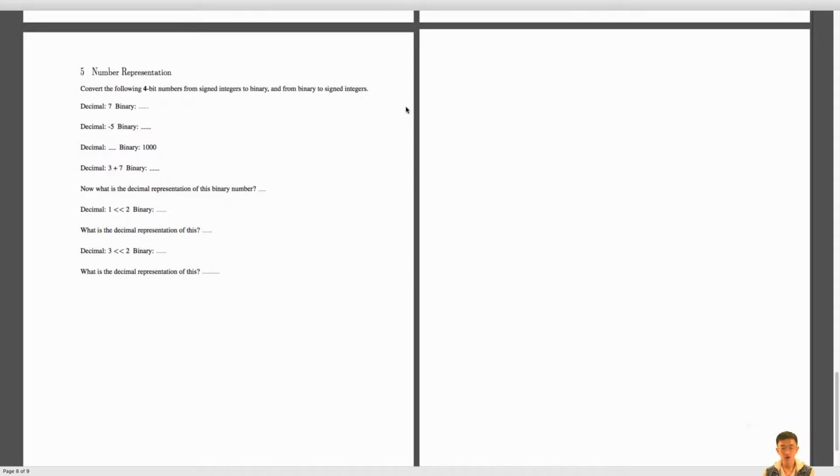So that's all for the part on runtime, and now we're going to jump into number representation. For number representation, we're talking about how to represent a decimal number in binary form. Decimal means base 10, and binary means base 2. In base 10, you can use any number from 0 to 9. However, in base 2, you can only use 0 and 1. So how do we do that?